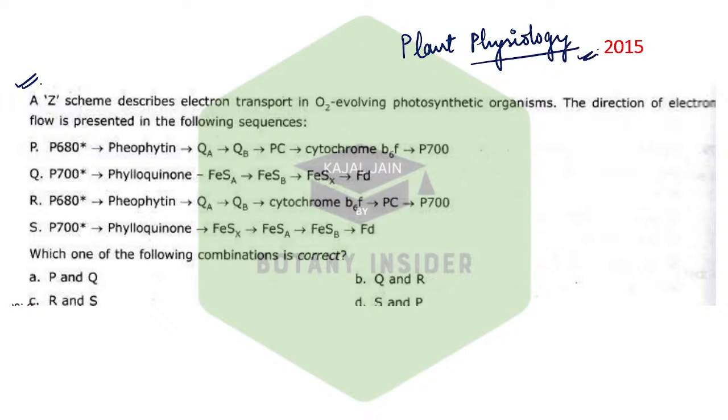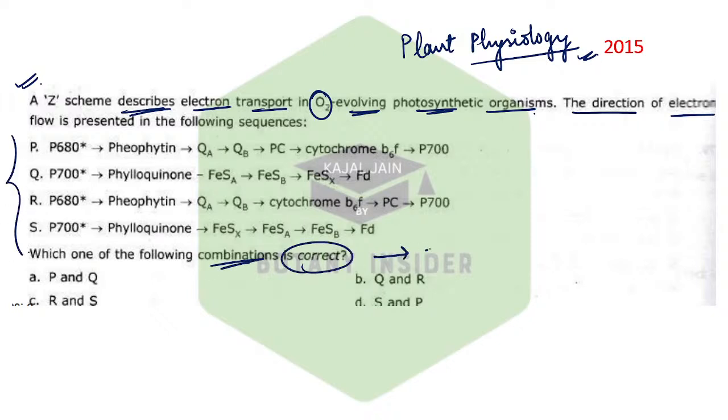Very first question, this one is related to the Z scheme. The Z scheme describes the electron transport of the O2 evolving photosynthetic organisms. The direction of the electron flow is represented to us. We need to find out which of the following is the combination of correct statements, right? You need to find out which of the following has the correct sequence of the protein complexes that participate in your Z scheme. Give the question a try, everyone.